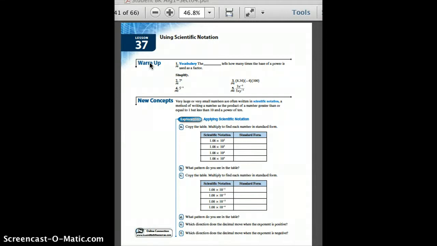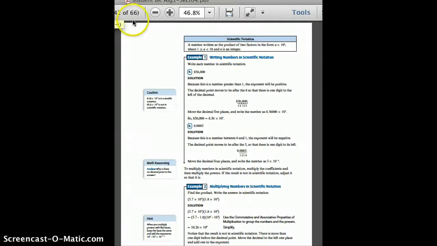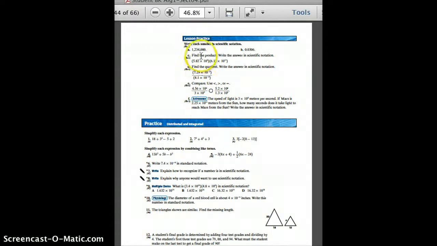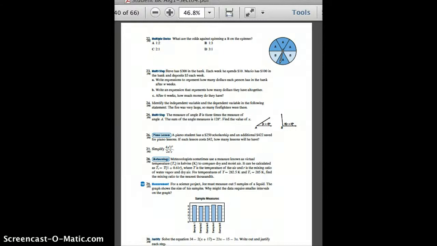Okay, for the three lessons that we'll be doing this week, what you'll find is that I will start by explaining the new concept. We will go through the new concept and then go through the examples. Okay, example 1, example 2, example 3, example 4, and example 5. And then you'll be in charge of doing the lesson practice. Okay, so let's go back up to the new concept.